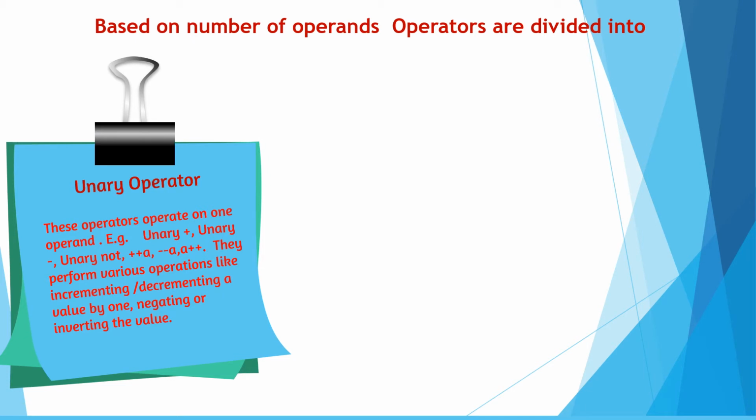Based on the number of operands, operators are divided into unary, binary and ternary. Operands we have discussed in the beginning of this video. If we are operating on one operand, it is known as a unary operator. For example, plus a, minus a. So if one operand is there, it is a unary operator. There is unary plus, unary minus, unary not, increment and decrement unary operator. These operators perform various operations like incrementing or decrementing a value by 1, negating or inverting the result.